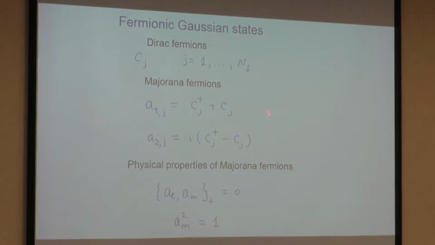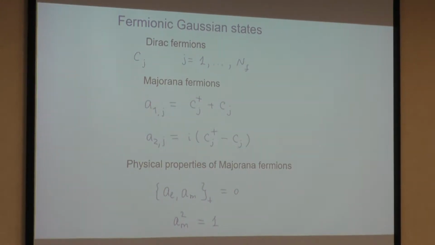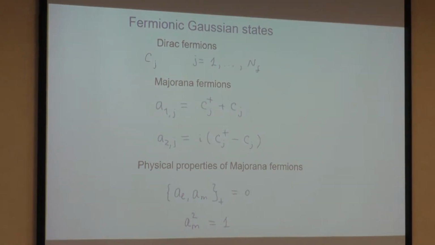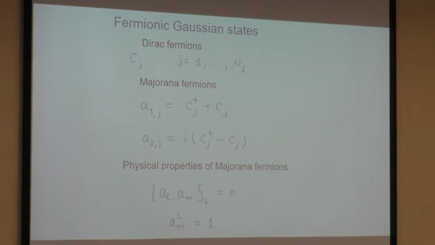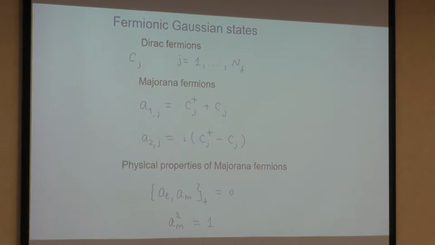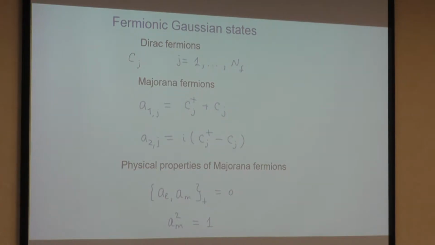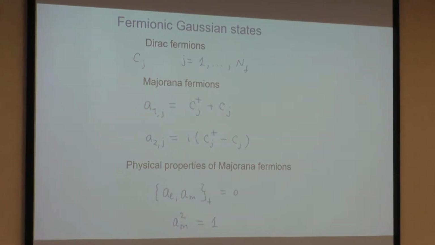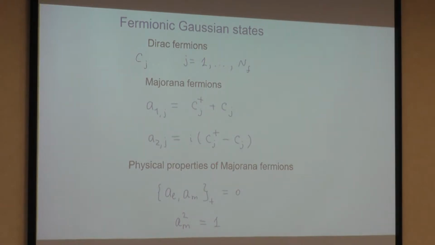basically the sum and the difference of the two, and now you can very easily check that these Majorana fermionic operators are the Hermitian conjugate of themselves. Then if we take different Majorana fermions, they anti-commute, but the square of a Majorana fermion is 1. So therefore, we will just operate with these Majorana fermion operators, and these are the key anti-commutation relations.